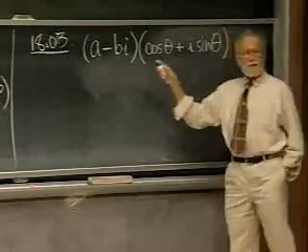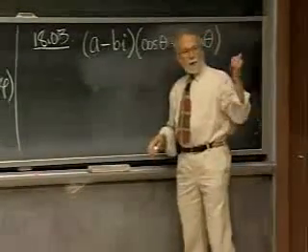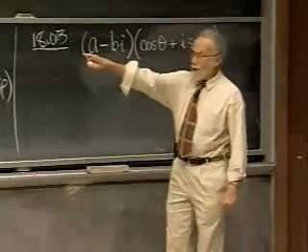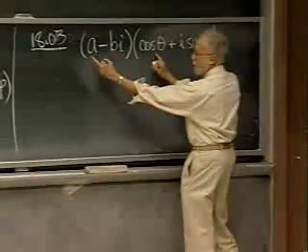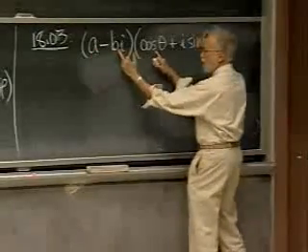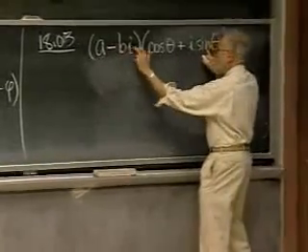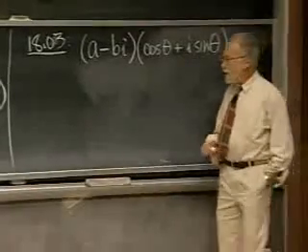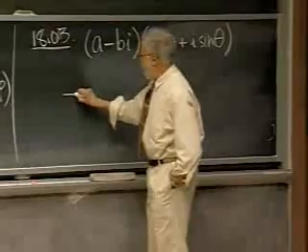There are different ways of explaining why I want to put the minus i there instead of i, but the simplest is because I want, when I take the real part, to get the left-hand side. If I take the real part of this, I'm going to get a cosine theta plus b sine theta, because negative i and i make 1 multiplied together. That's the left-hand side.